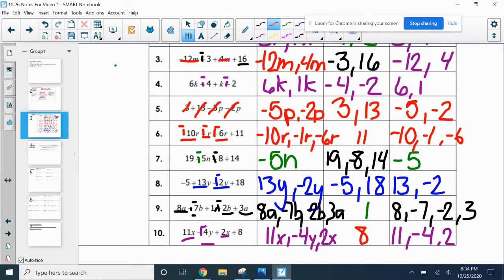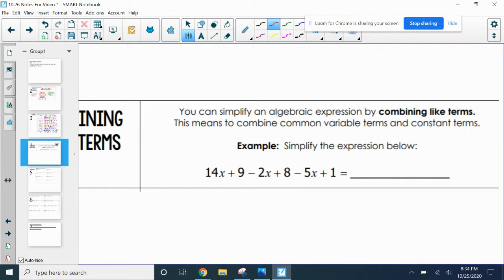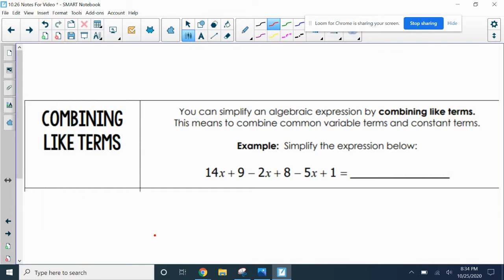All right. So now we're going to talk about combining like terms. You can simplify an algebraic expression by combining like terms. This means to combine common variable terms and constant terms. Example, we're going to simplify this below. So I can combine variable terms as long as they have the same variable.